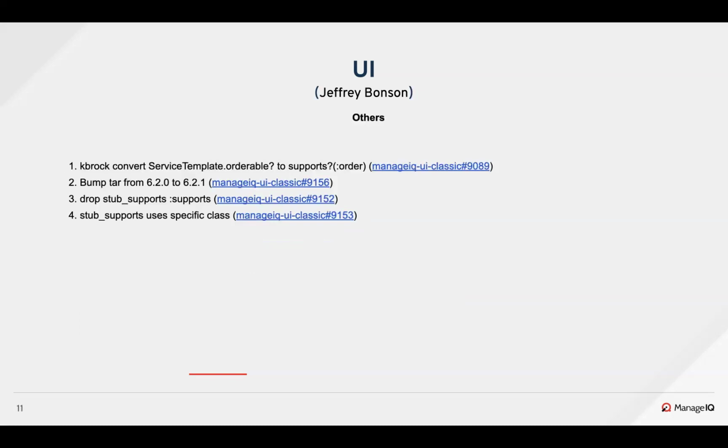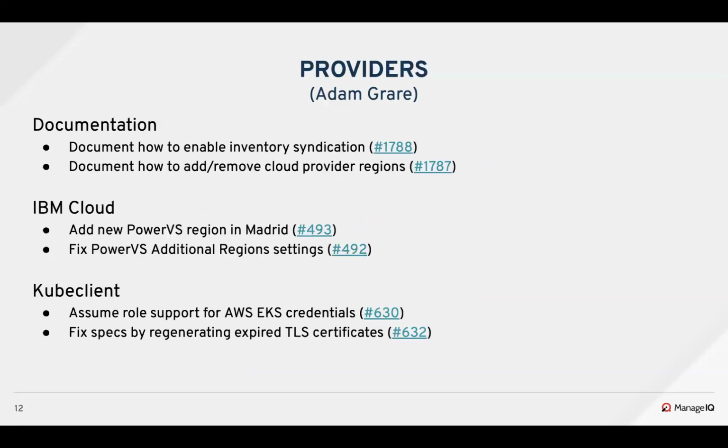For the others, Keenan raised a PR to change a Ruby method from orderable to supports of order. The tar package was updated from 6.2.0 to 6.2.1. And Jason worked on an auth key pair cloud spec file to drop the stub supports. And one more PR from Jason to get the class name from the object rather than using the class itself in a few spec files. Over to Jason for the providers.